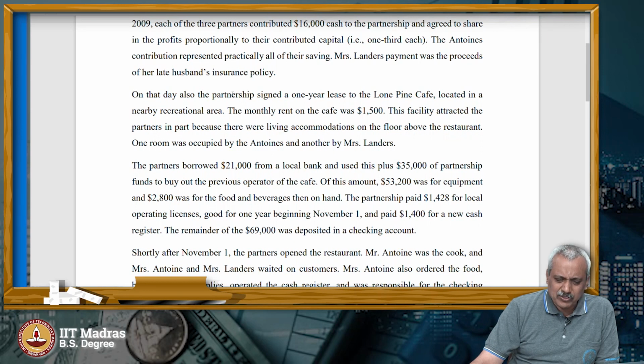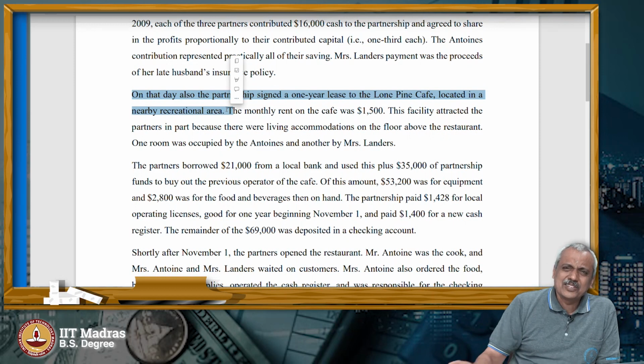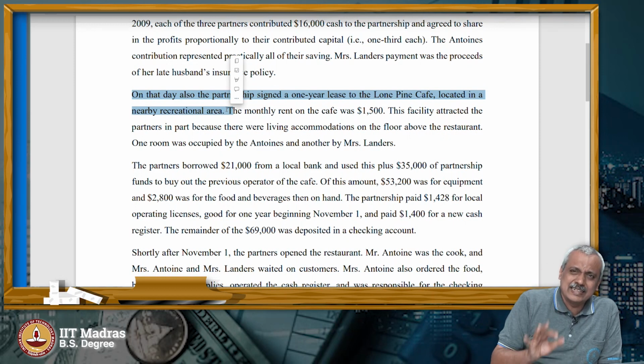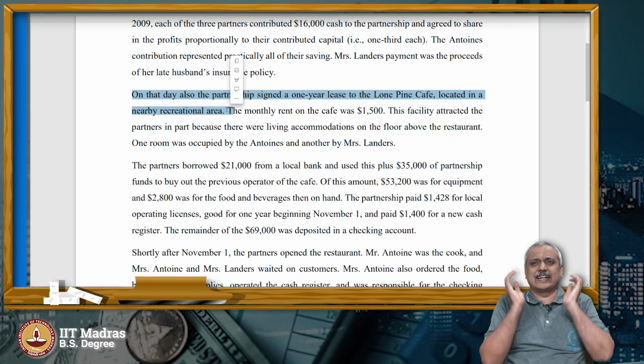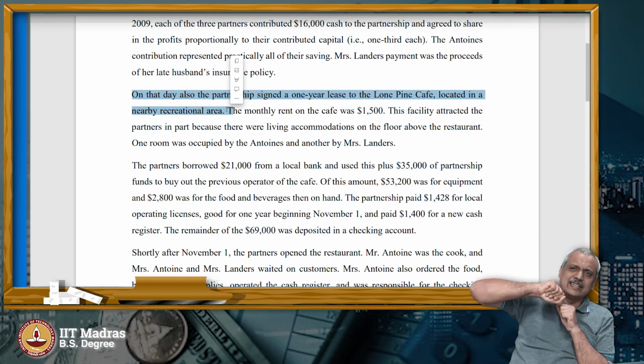On that day, also the partnership signed a 1-year lease to the Lone Pine Cafe located in a recreational area. They have signed a lease. There is no transaction that has happened. It's a lease I have signed. I am going to pay some amount. If I pay some amount, yes, transaction. As of now, I have not paid anything. So, when I have not paid anything, there is no financial transaction that has taken place.